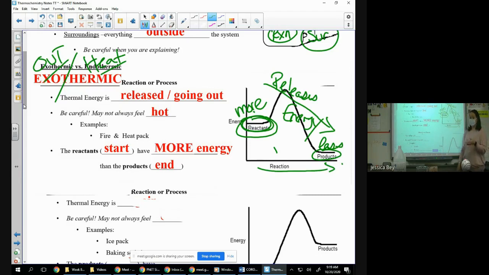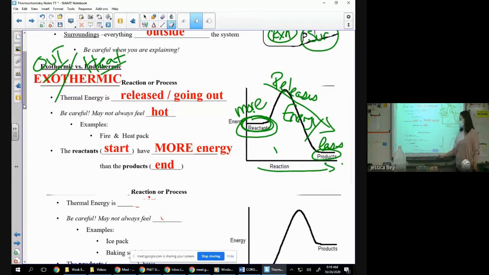Awesome. I have a heat pack here, and we will talk about this heat pack in a second, but I'd rather just get some notes down so that we can do this one piece at a time. My heat pack. All right. Okay, so that is exothermic.